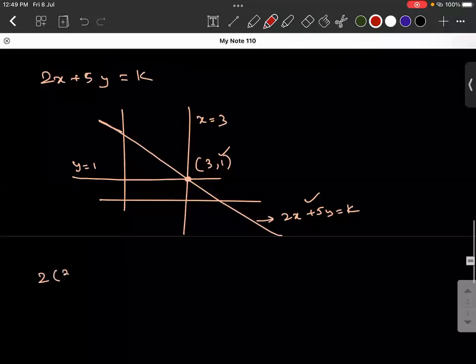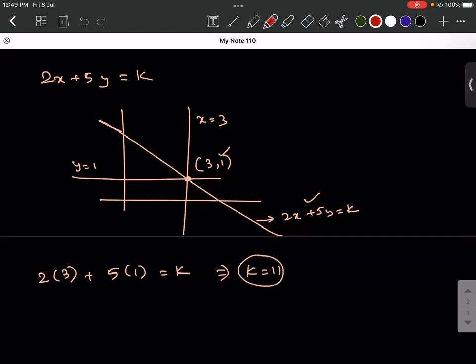So take this 3, 1 and substitute in this. When you do that, 2 into 3 plus 5 into 1 is k. So that will be k is equal to 11. The answer that you got is right. But are you able to understand the graphical representation of it? This is more important. So if this is the x-axis, this is the y-axis. This is how we represent them graphically.